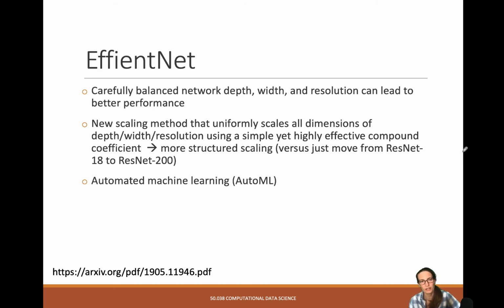We call this field automated machine learning, meaning that you learn how to build your model, how your model should look, and what the hyperparameters of your model need to be, using machine learning already. So this new scaling method uniformly scales all the dimensions of depth, width, and resolution using a simple but very efficient compound coefficient. So it's a very structured scaling.